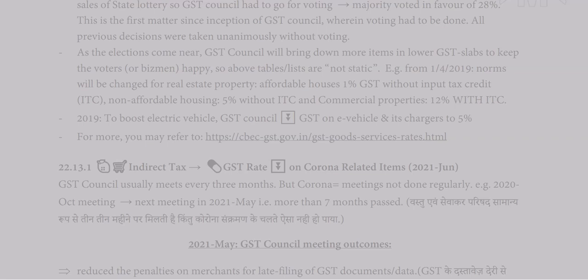22.13.1 Indirect tax: GST rate reductions on corona-related items in 2021 June. The GST Council usually meets every 3 months, but due to corona, meetings were not done regularly. E.g., the 2020 October meeting, and the next meeting in 2021 May, i.e., more than 7 months passed. 2021 May GST Council meeting outcomes.